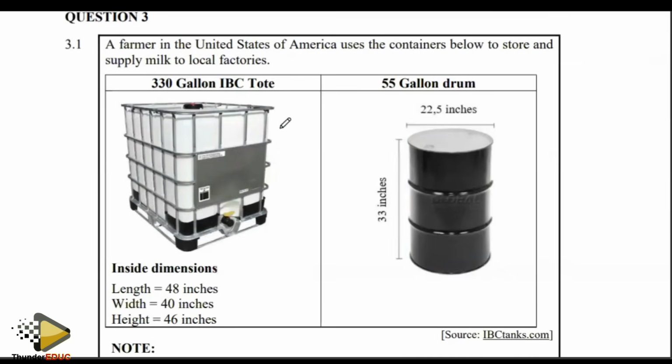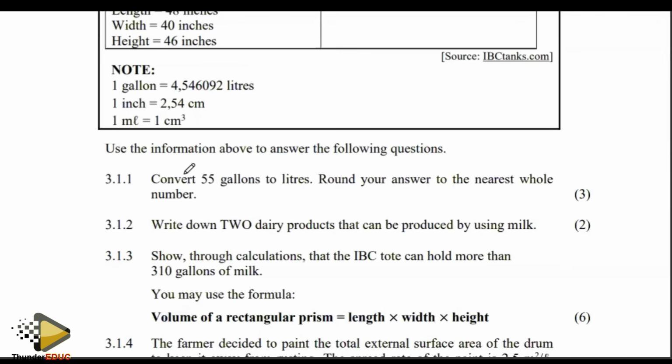Question number 3 asks us to look at this. A farmer in the United States of America uses the containers below to store and supply milk to local factories. The first one is a rectangular prism, and this is a cylinder. It has this much capacity, and this has this much capacity. Let's go deeper.